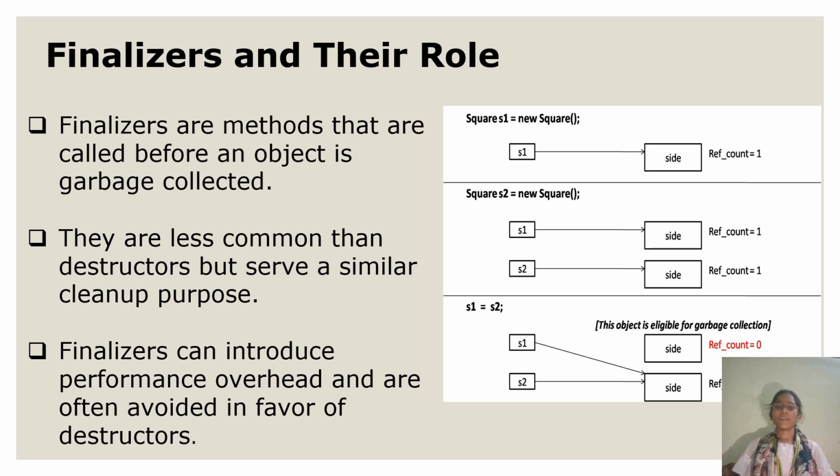Finalizers and their role. Finalizers are methods that are called before an object is garbage collected. They are less common than destructors but serve a similar cleanup purpose. Finalizers can introduce performance overhead and are often avoided in favor of destructors.